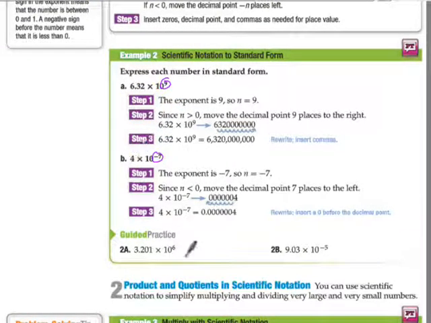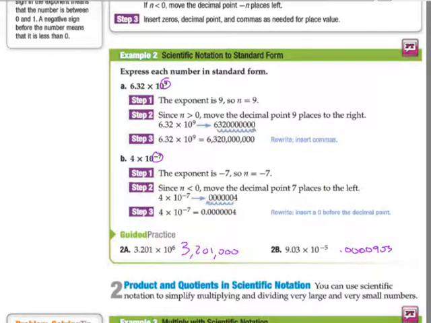Go ahead and pause the video here. See if you can do 2A and 2B. All right. 2A, hopefully you got 3,201,000. And for 2B, hopefully you got 4 zeros, 2, 3, 4, 903.